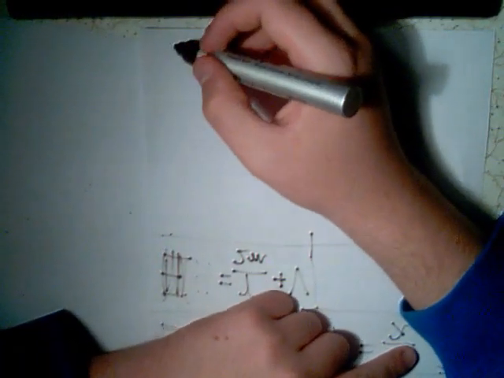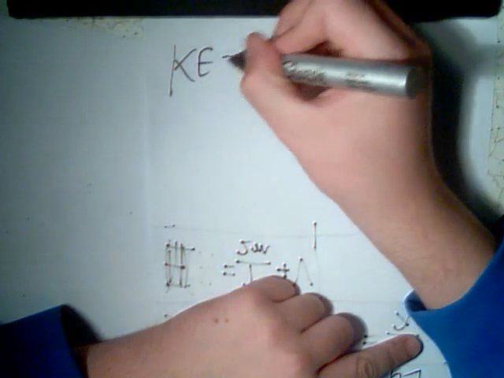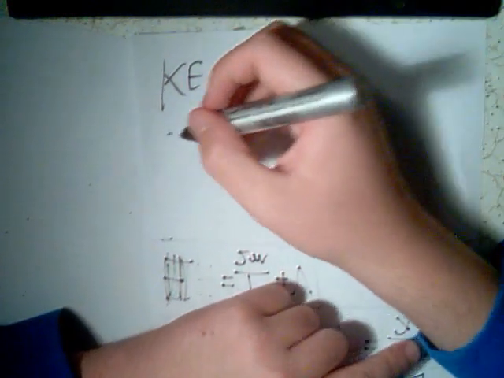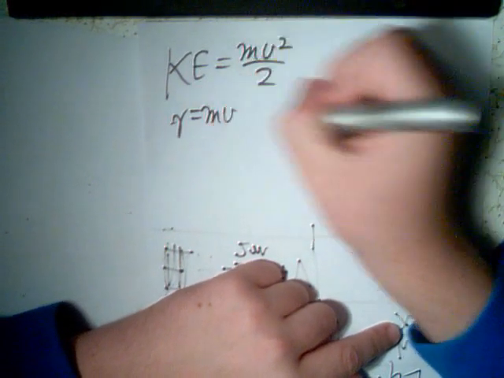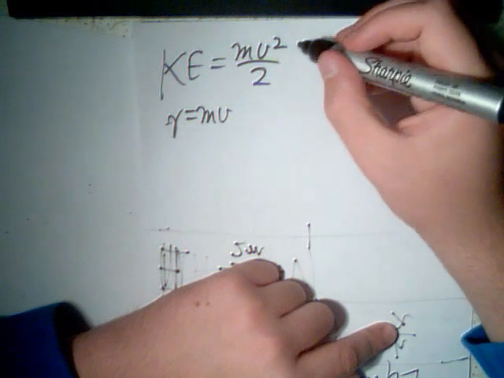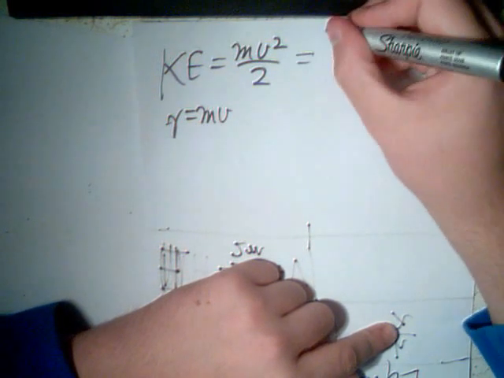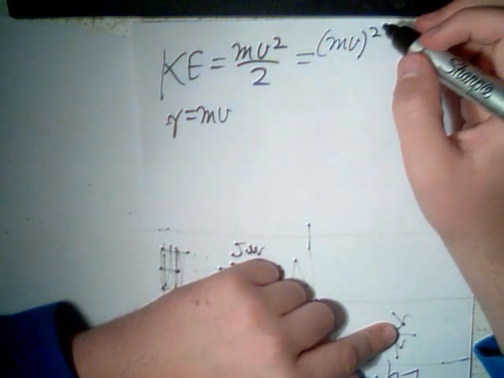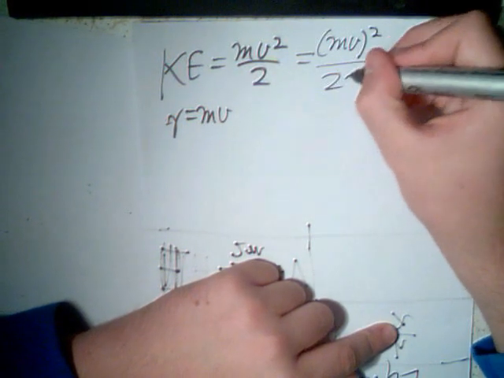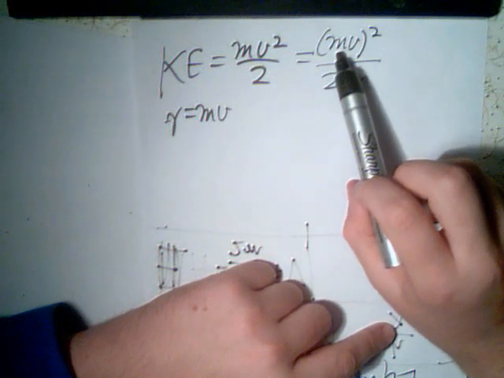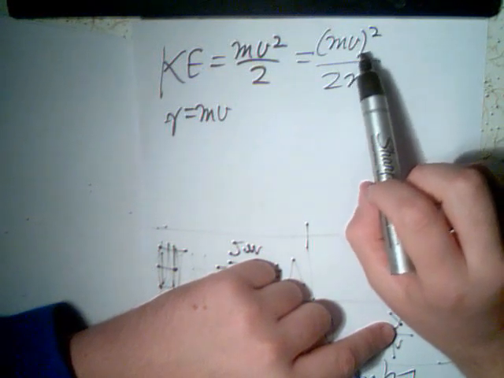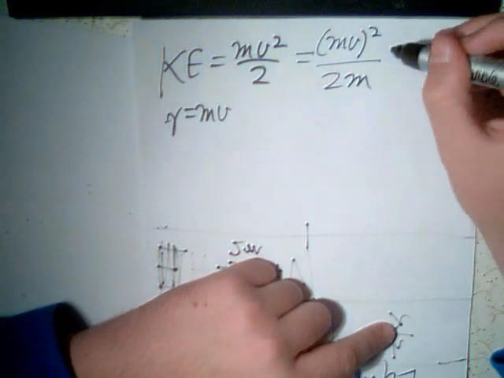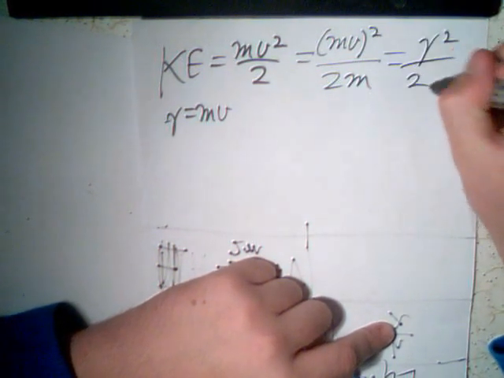If we take our kinetic energy, KE, to be equal to mv squared on 2, and we know that our momentum, p, is equal to mv, then it is clear that mv squared on 2 can be written as m squared v squared on 2m, which is just p squared on 2m.